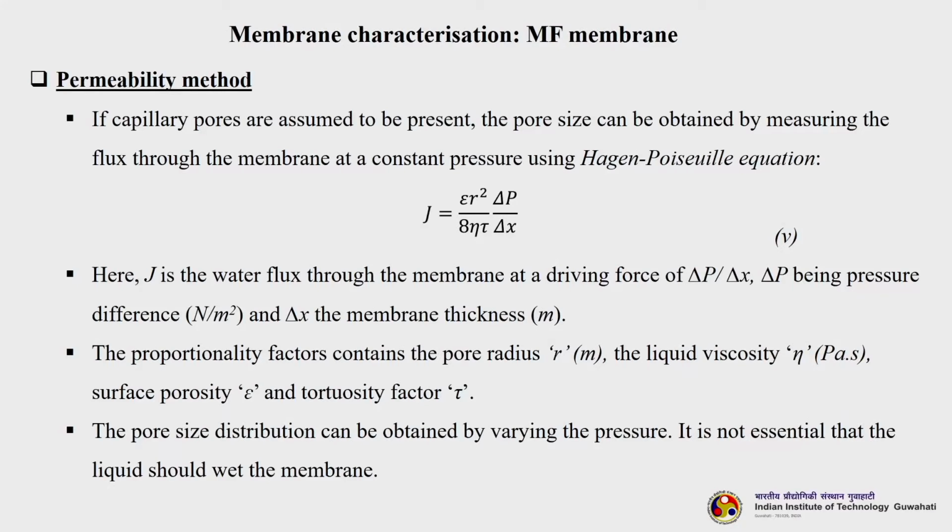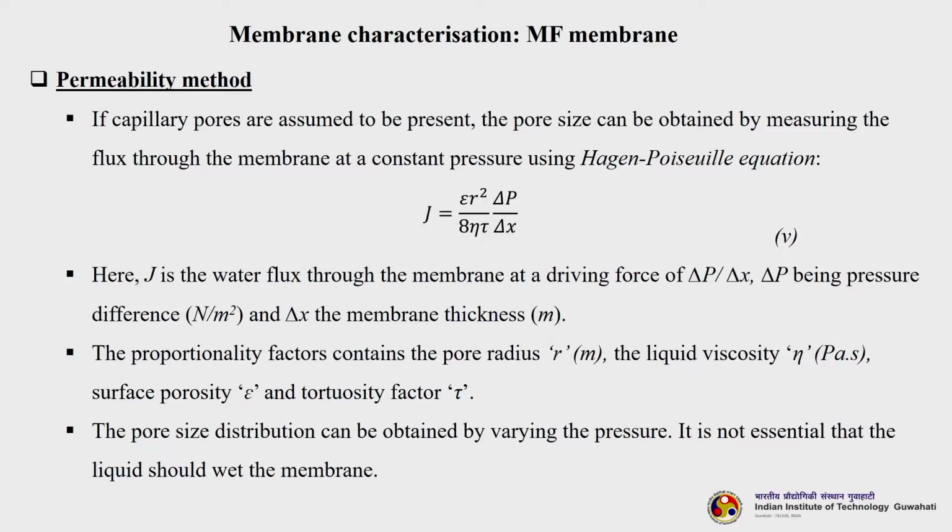Here you see the equation, J = epsilon r squared by 8 mu tau, times delta p by delta x. J is the water flux, which is a result of the driving force delta p by delta x, with delta p being the pressure difference and delta x the membrane thickness. r is the pore radius, then we have the liquid viscosity in Pascal second, surface porosity and the tortuosity factor. Tortuosity factor is a geometric parameter, and the pore size distribution can be obtained by varying the pressure.